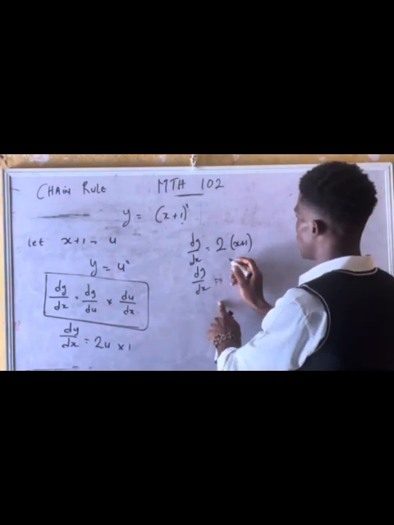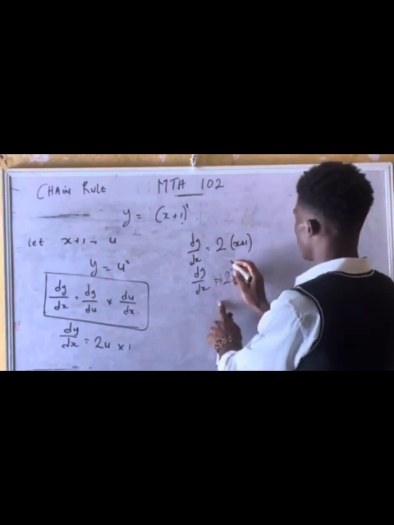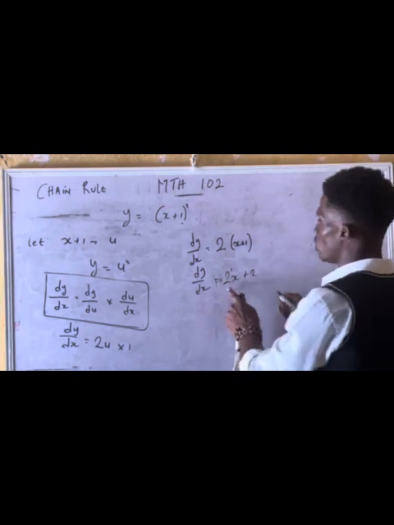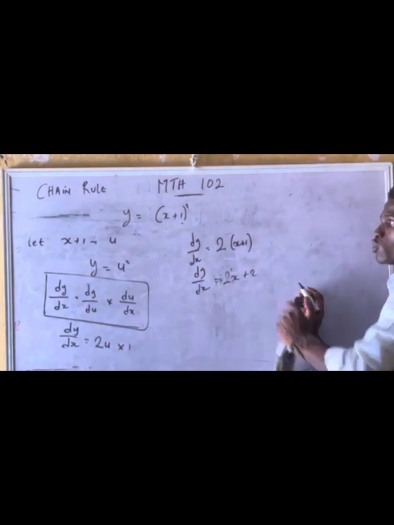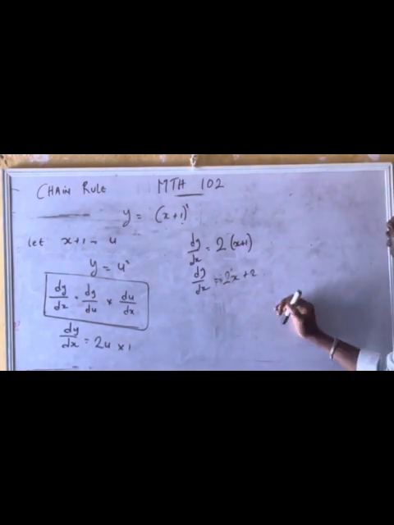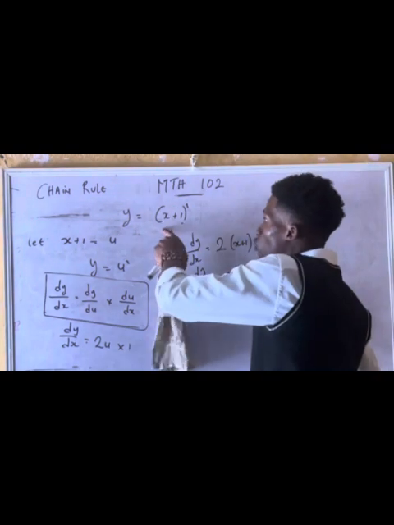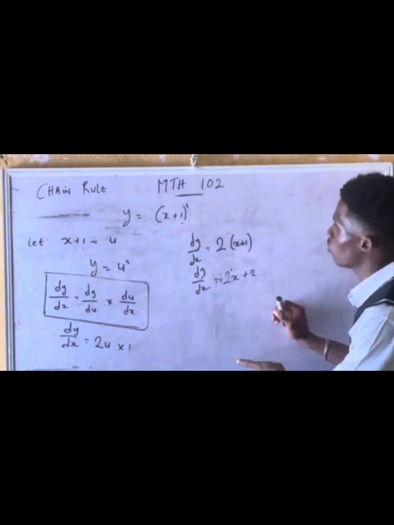So dy over dx is equal to what? If I expand this, what will I get? 2 times x gets 2x. 2 times 1 gets 2. So dy over dx is equal to 2x plus 2. And that was exactly what we got when using the power rule.